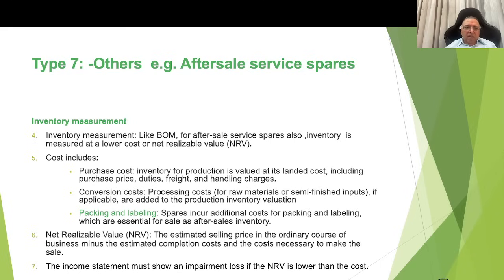Here the NRV is the estimated selling price in the ordinary course of business minus the estimated completion cost and the cost necessary to make the sale. The income statement here also must show an impairment loss if the NRV is lower than the cost.